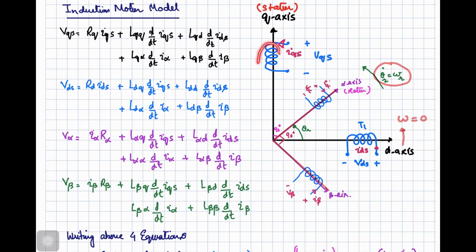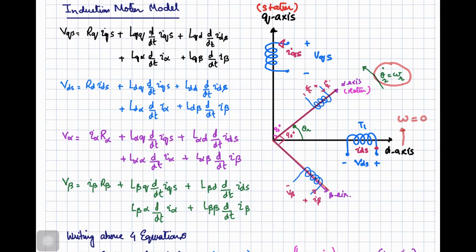Another voltage that will be there in this winding, because your rotor is also rotating and it has current, it has flux. That flux is going to link with this winding, through the interaction of the alpha axis winding with the q axis, and similarly the beta axis winding interaction with the q axis. So what will be that voltage?